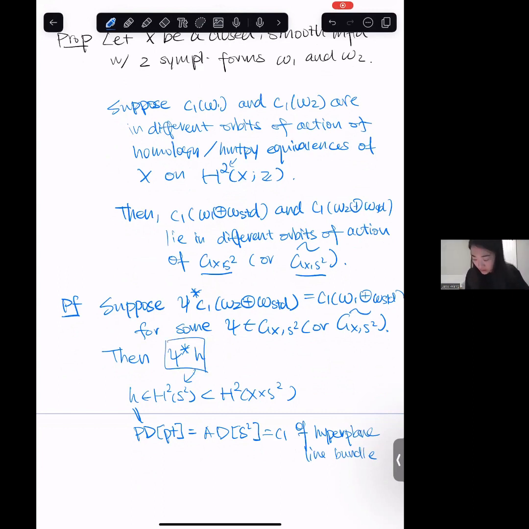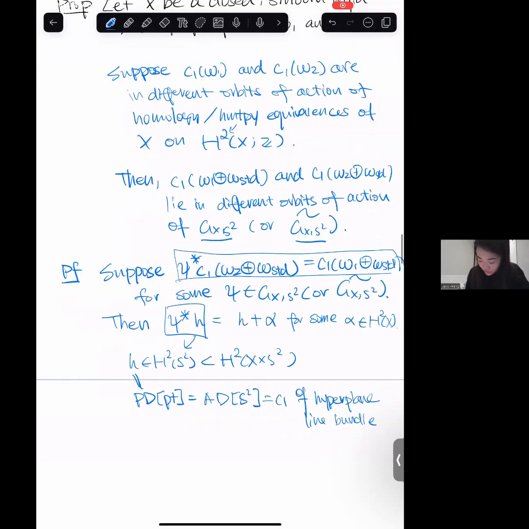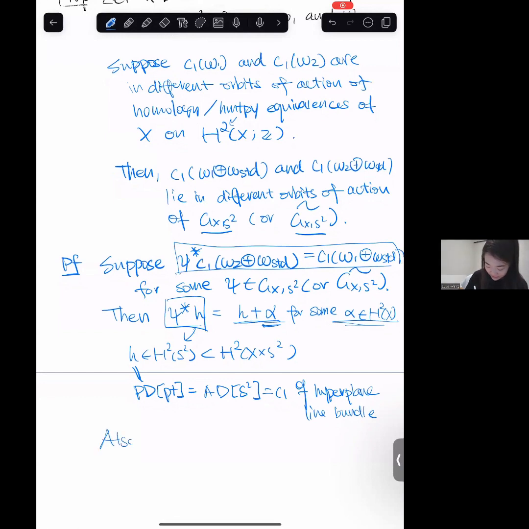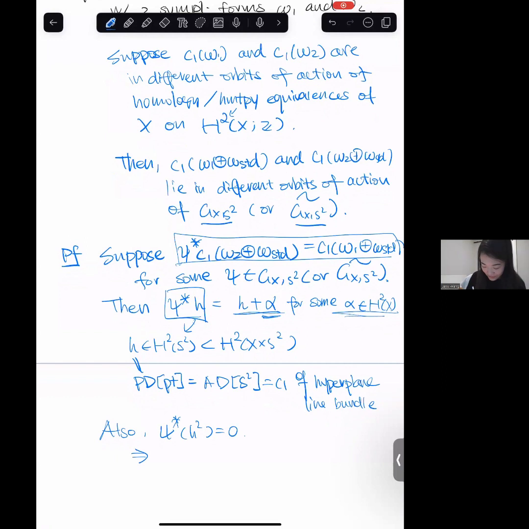So I want to look at where my map psi pulls back H. So this pulls back to H plus alpha for some alpha in H2 of X. I know the coefficient here is plus or minus 1 because psi is a homology equivalence, and I know it's plus 1 because basically of this condition and the fact that psi preserves H2 of X. So H pulls back to H itself plus some additional cohomology class in H2 of X. And then we know that psi pullback of H squared equals 0 because this has too high of a degree. Then we can expand out.